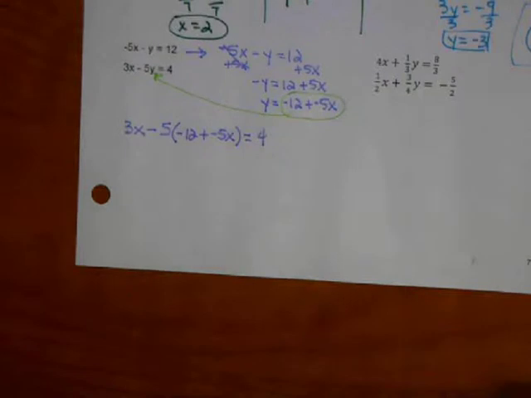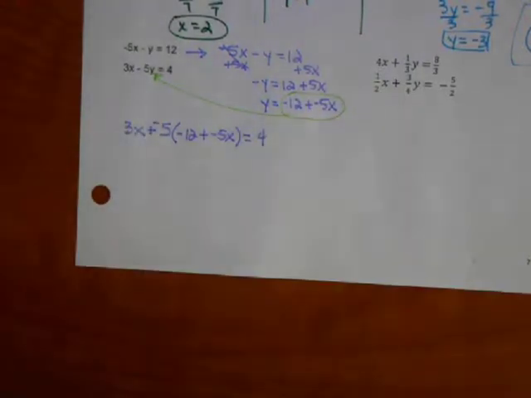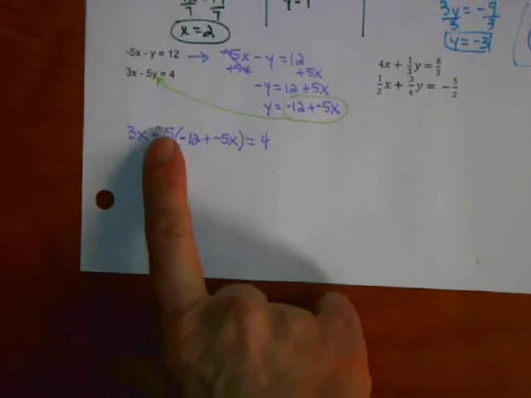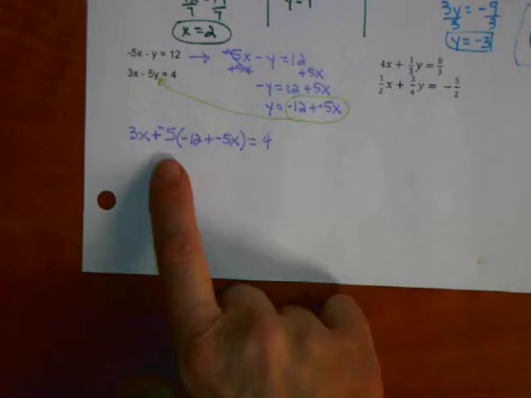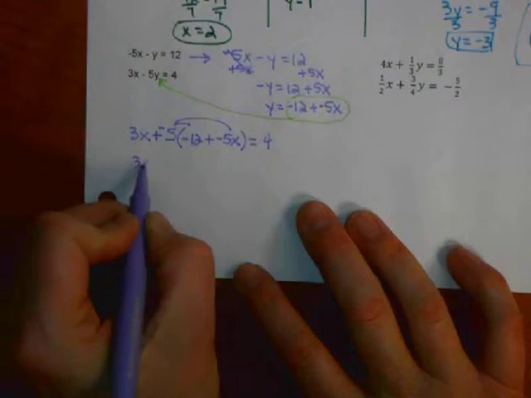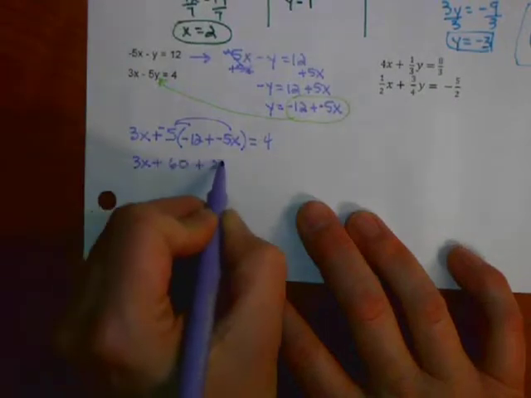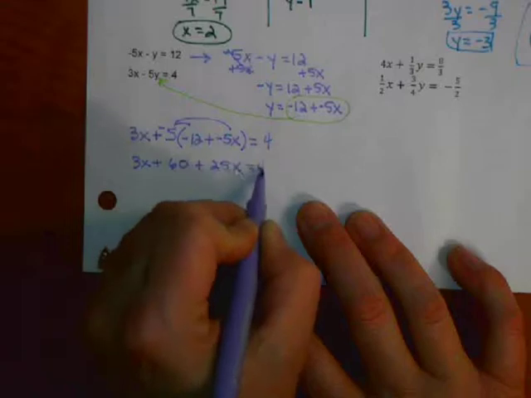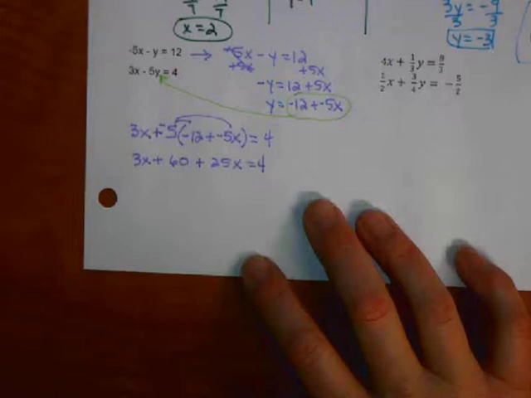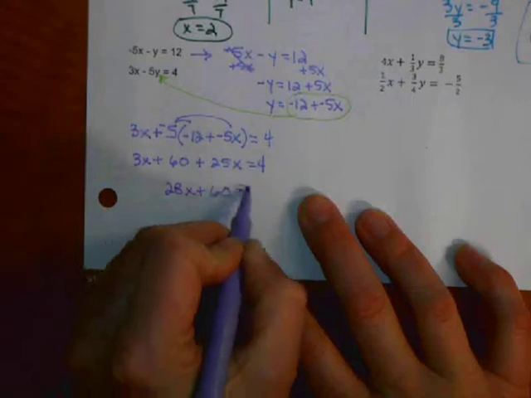Now we'll get some funky signs going on here. So I'm going to change this to adding a negative. Change this right here. And then I know I have to distribute a negative 5, so I don't screw up with the signs. Distribute: 3x plus 60 plus 25x equals 4. 28x plus 60 equals 4.